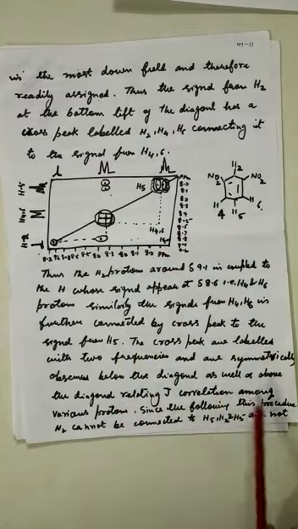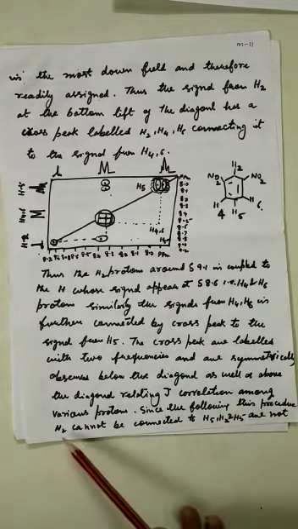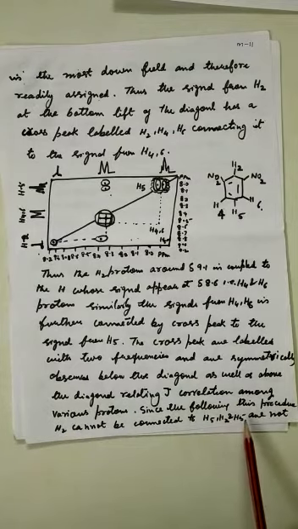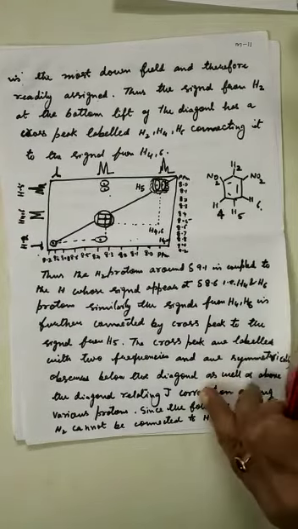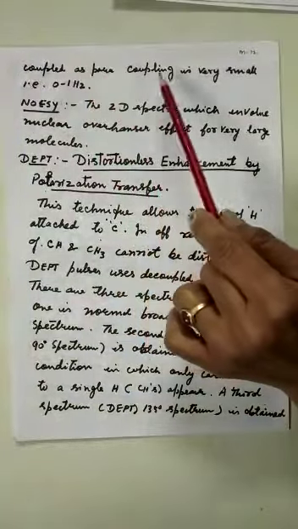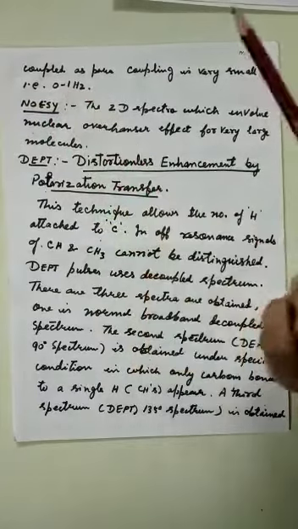Relating the J correlation among the various protons, following these procedures, H2 cannot be connected to H5. H2 and H5 are not coupled, as para coupling is very small, that is 0 to 1 Hertz.